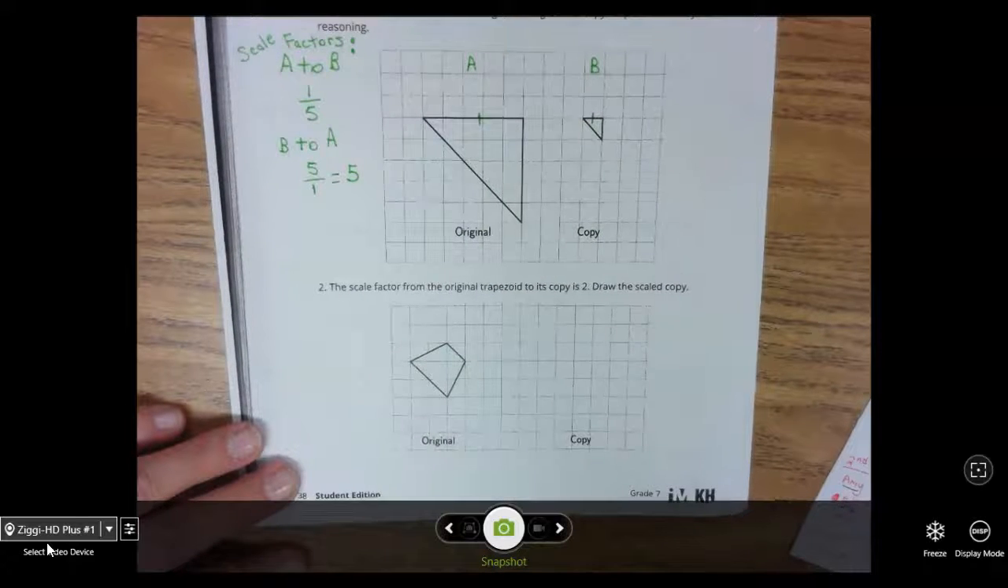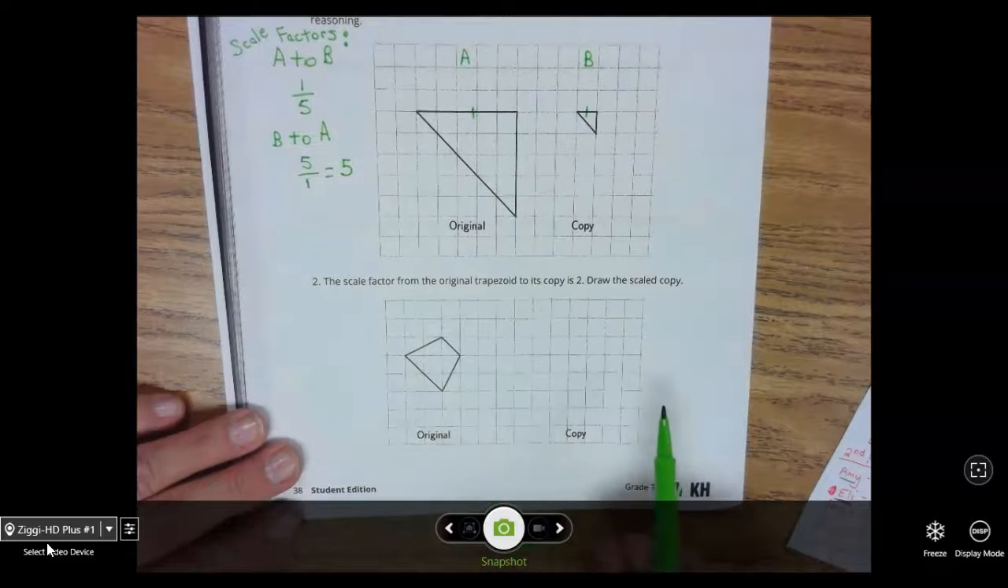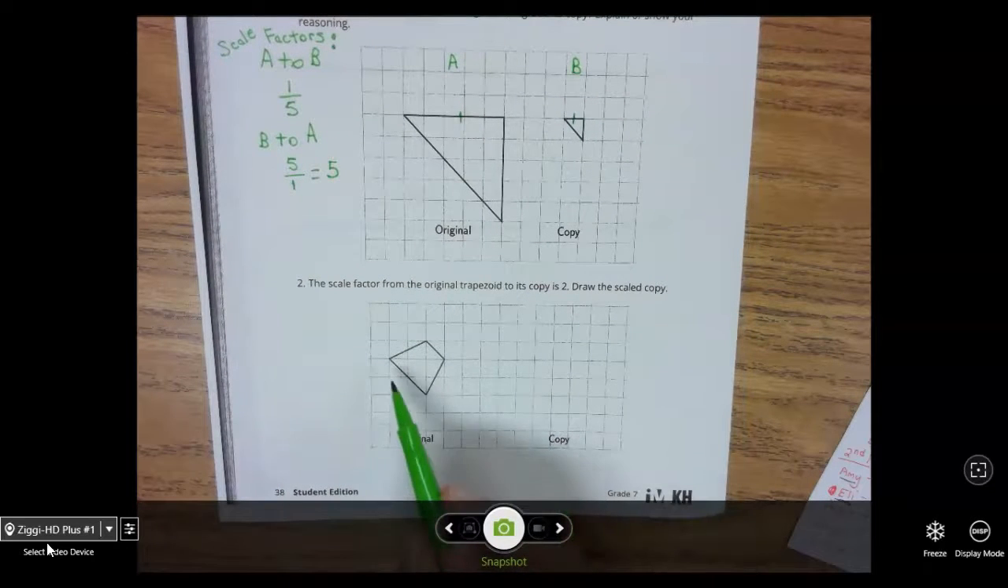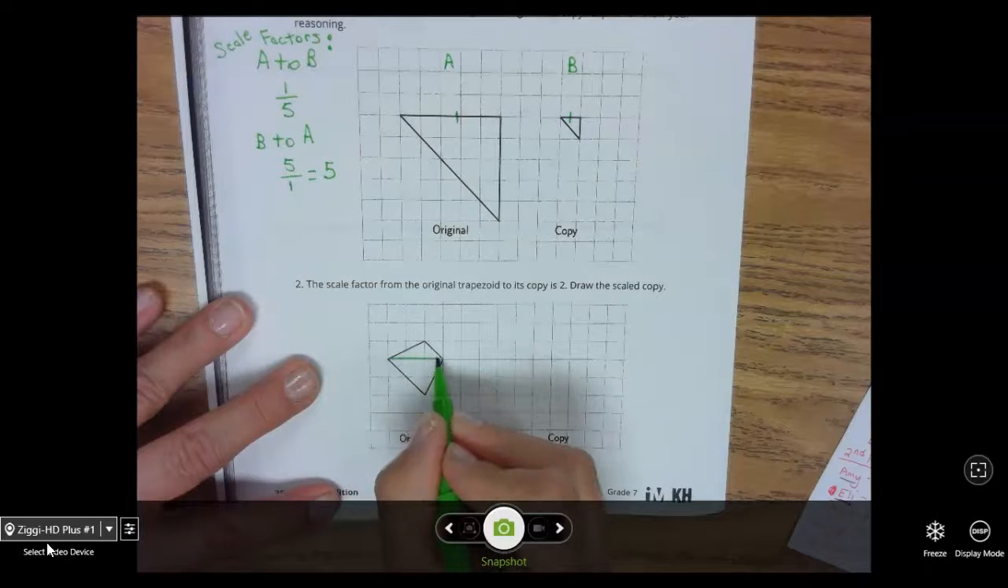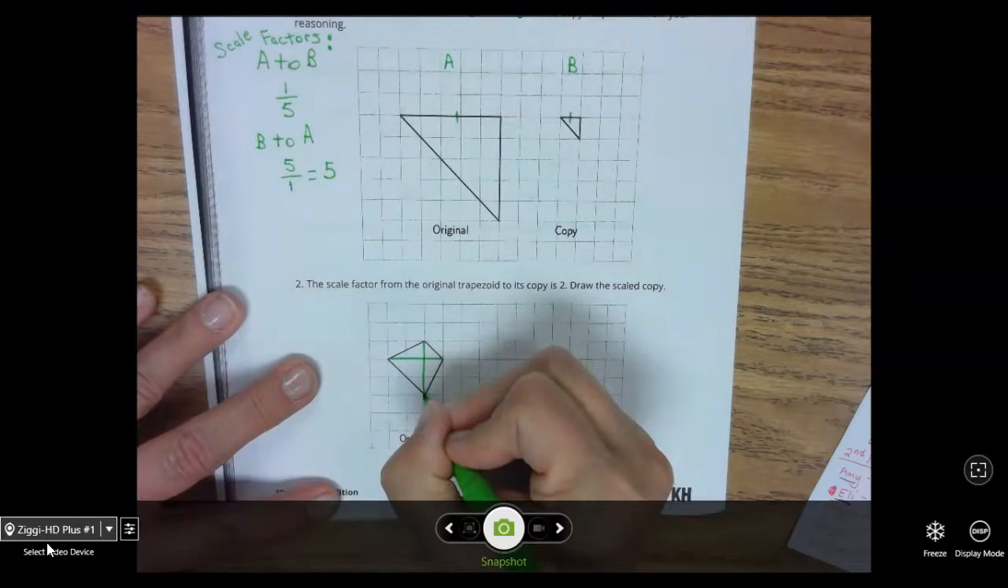Okay, on number 2, the scale factor from the original to its copy is 2, and it says draw it. Oh, well, these are diagonal sides. Remember, those are a little bit harder to do. So what you want to do is find some other distances, because all the distances in a shape will increase by a scale factor of 2. So I'm going to use that distance and this distance from point to point.